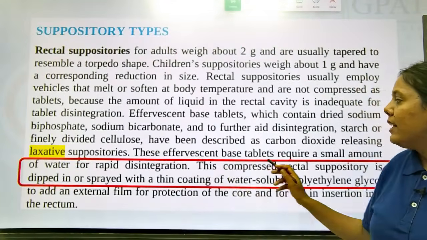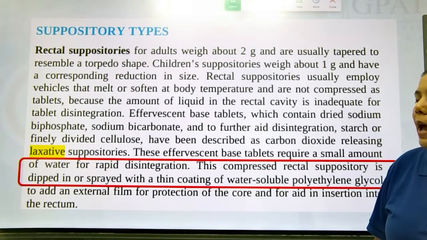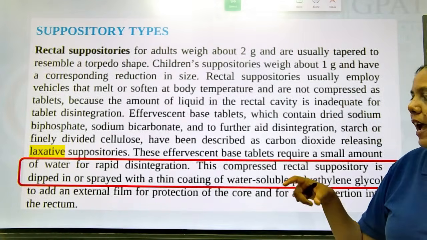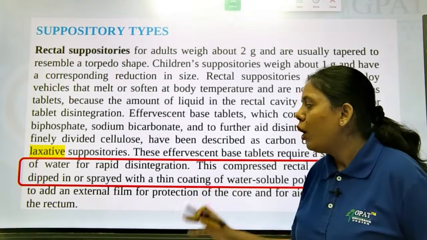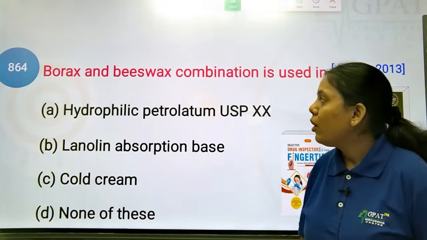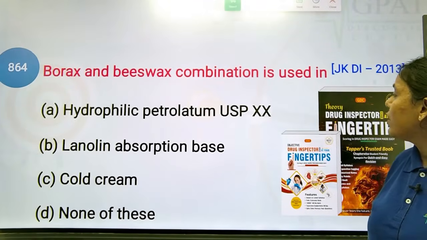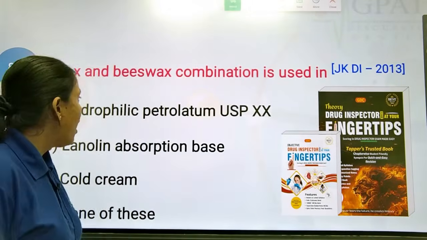So see, this effervescent base tablet requires small amount of water for rapid disintegration. This compressed suppositories are dipped and sprayed with a thin coating of polyethylene glycol to add an external film for protection. Okay? So next is borax and beeswax combination is used in Jharkhand DI. This question is 2013.